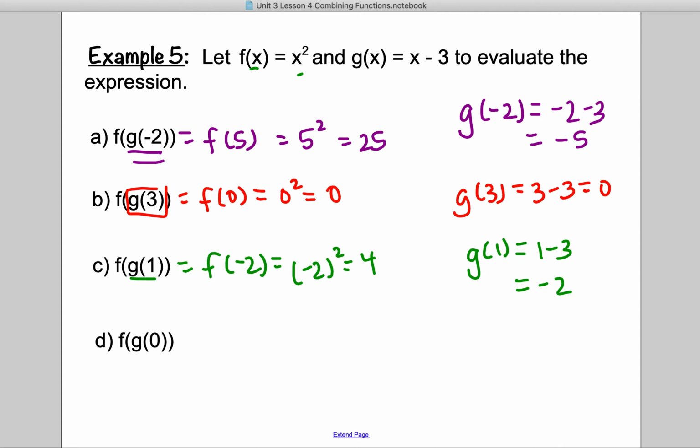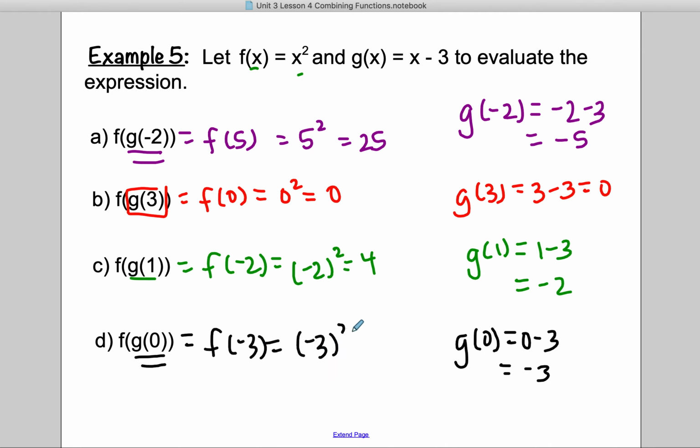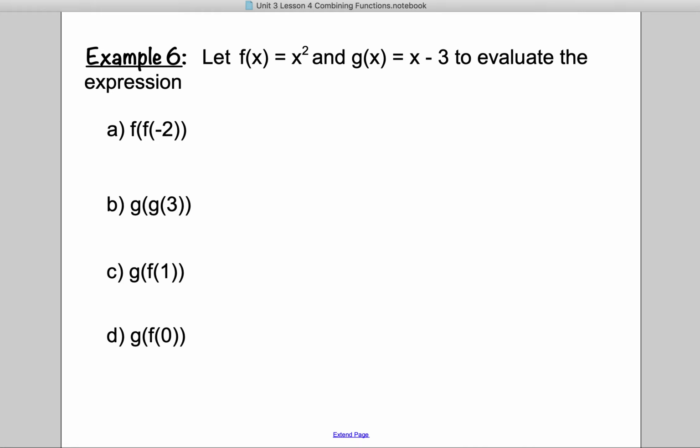Then we have f of g of 0. So find g of 0. So I got 0 minus 3 equals negative 3. So I have f of negative 3, because g of 0 was negative 3. So then I have negative 3 squared, which is 9. Okay, so there's example 5, A through D. Then let's go ahead and look at example 6. Same functions, a little bit different.